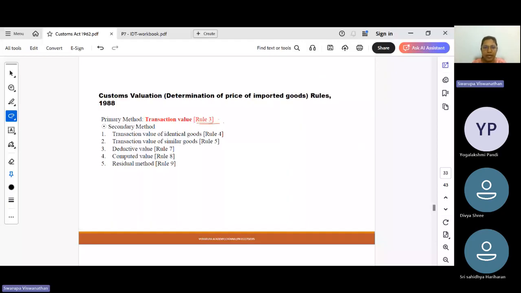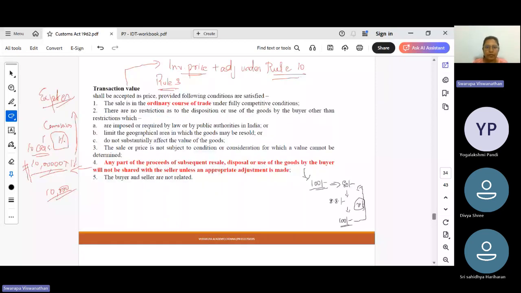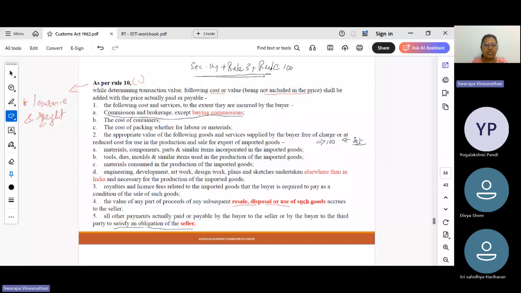Okay, so we will see the main part here as to what has to be added, what has to be reduced. That is Rule 10. Okay, while determining the transaction value, the following costs shall be added into the price that is actually paid or payable. Okay, commission and brokerage except buying commission, cost of containers, cost of packing, whether labor or material, appropriate value of the goods which are supplied by the buyer free of cost to the seller, material components, tools, jigs, materials consumed in production of imported goods, engineering work that is undertaken elsewhere other than in India, necessary for production of imported goods, royalty, license fee that has to be paid, the value of any part of proceeds of any subsequent resale, any other payments that are made by the buyer to the seller to satisfy the obligation of sale.